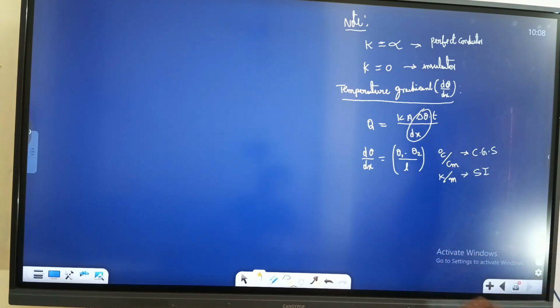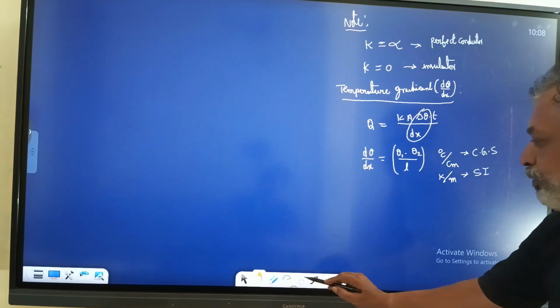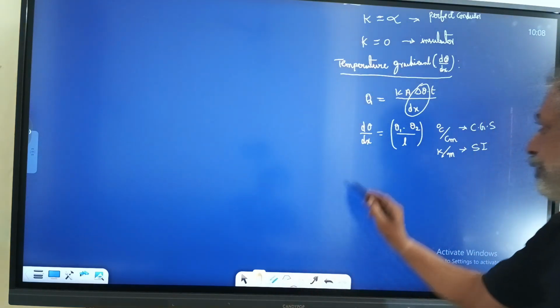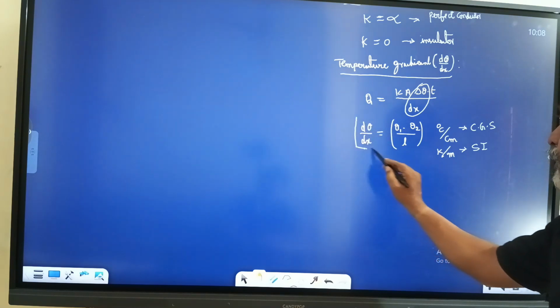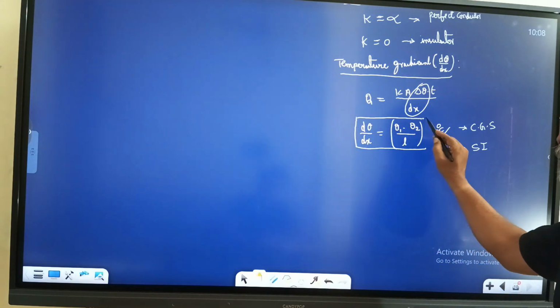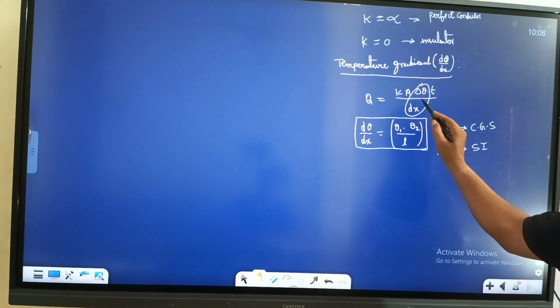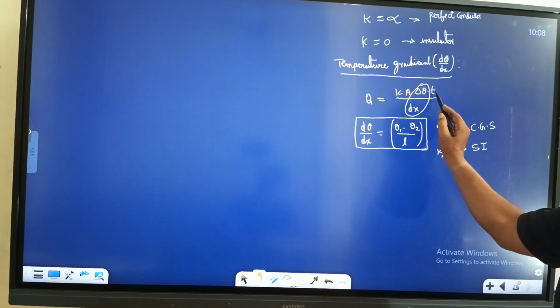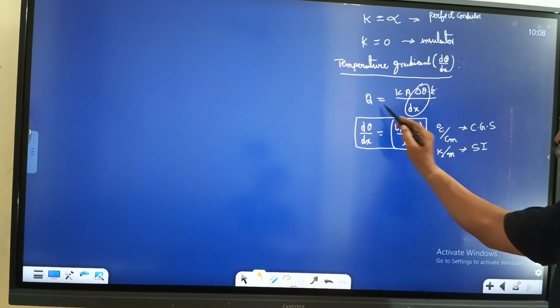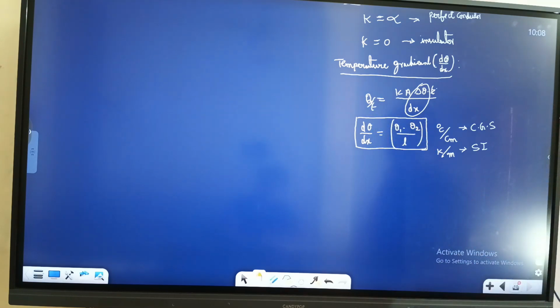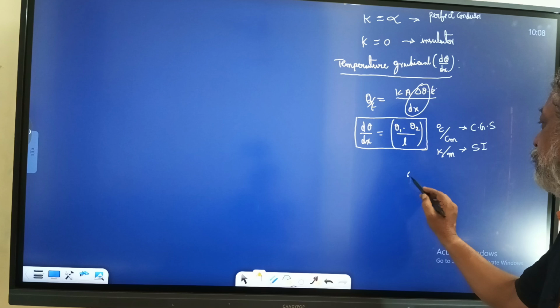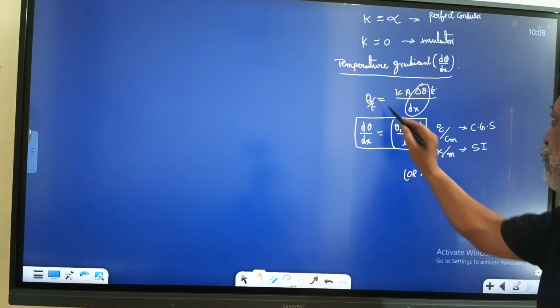Now there are other units also. What are the other units? From this you can make another formula. From d theta by dx, I want to take another unit. Cut it off, Q by t is called power. So the other unit, I can write it as watt.